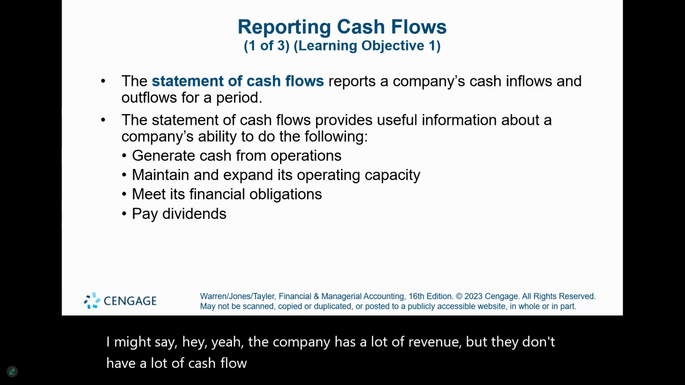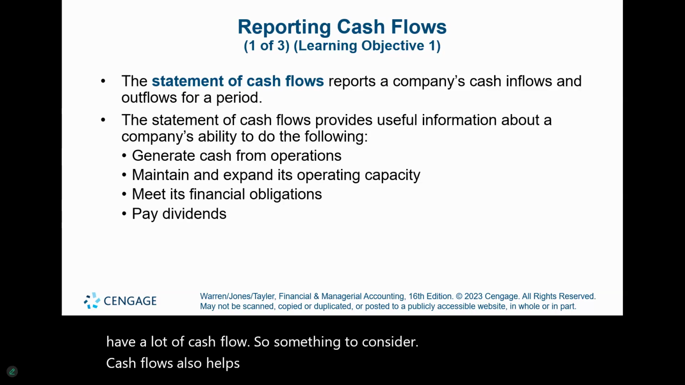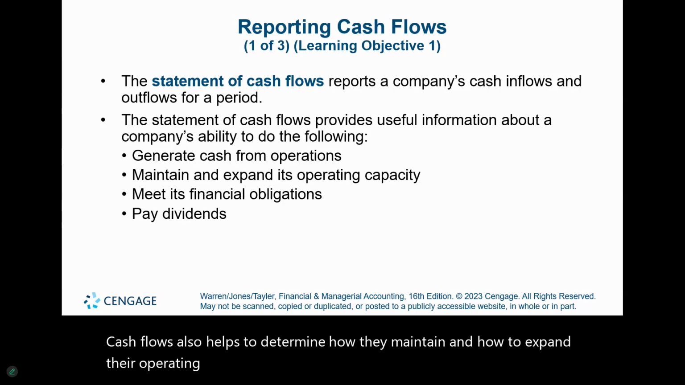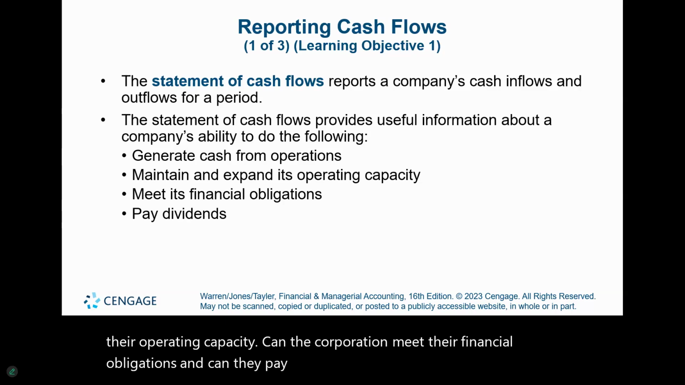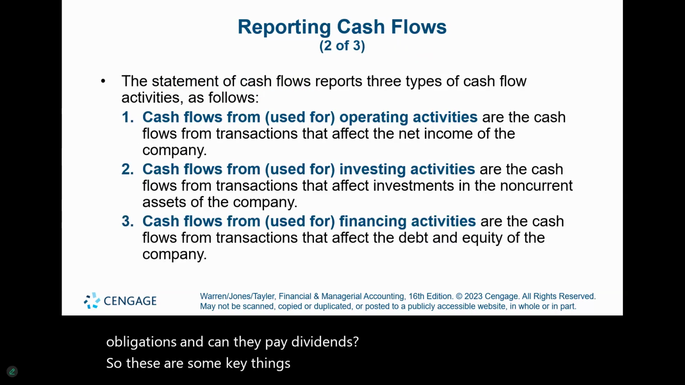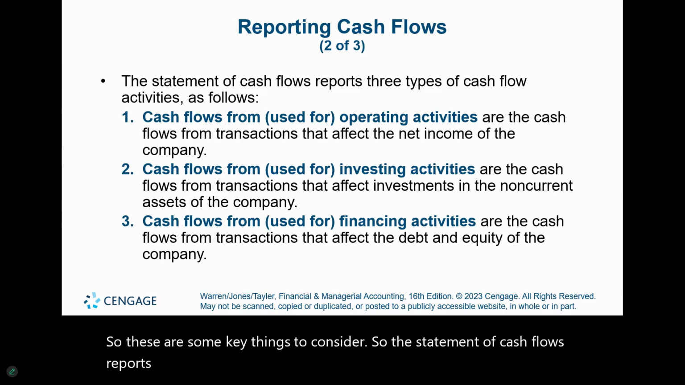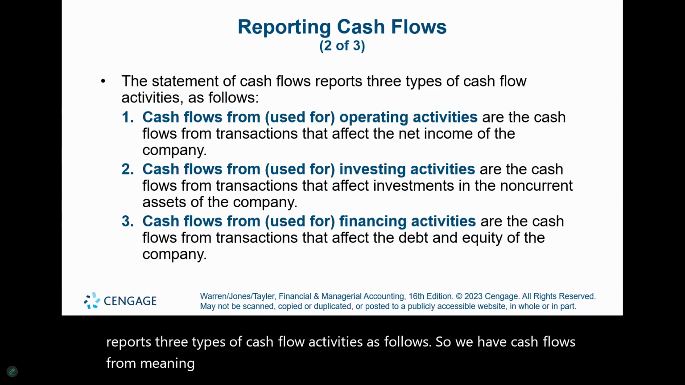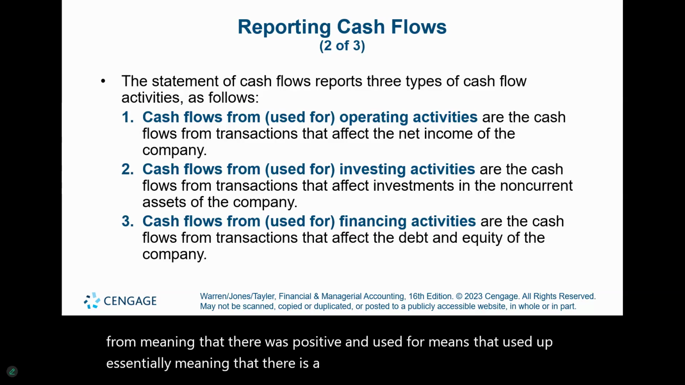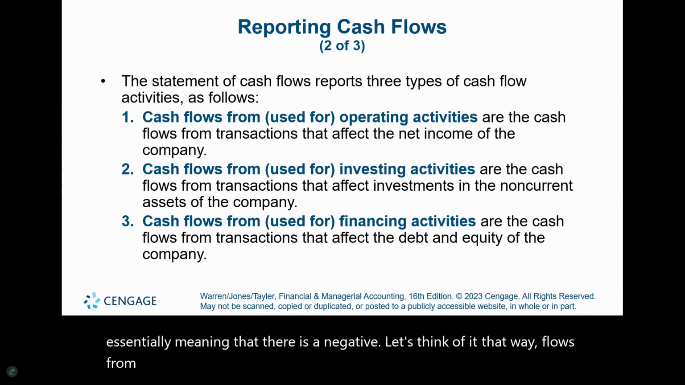So something to consider. Cash flows also help to determine how they maintain and how they expand their operating capacity. Can the corporation meet their financial obligations, and can they pay dividends? So these are some key things to consider. The statement of cash flows reports three types of cash flow activities as follows. So we have cash flows from, meaning that there was a positive, and used for means used up, essentially meaning that there is a negative. Let's think of it that way. Flows from positive, used for negative.